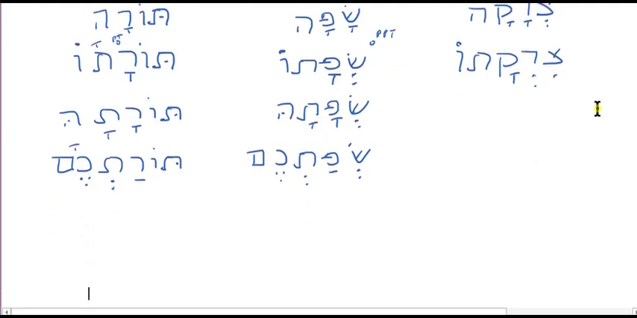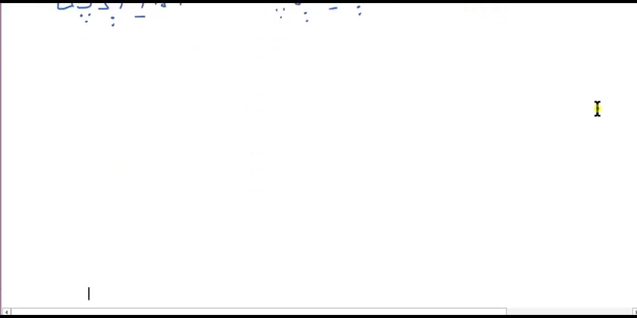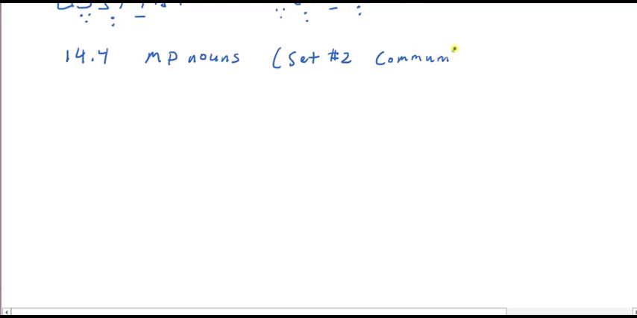Now, let's take a look at ROS 14.4. Here, in 14.4, we are going to want to add pronominal suffixes to masculine plural nouns. Okay? Now, if the nouns are plural, masculine plural, which set are we using? We are using set number 2. These are the community pronouns, the pronouns that attach to plural groups, right? They are looking for community. They're looking for plurals to attach to.